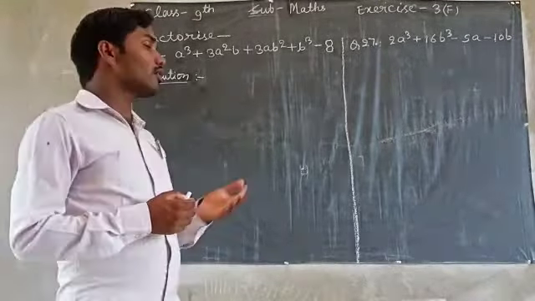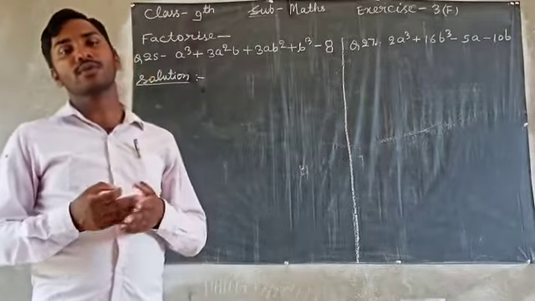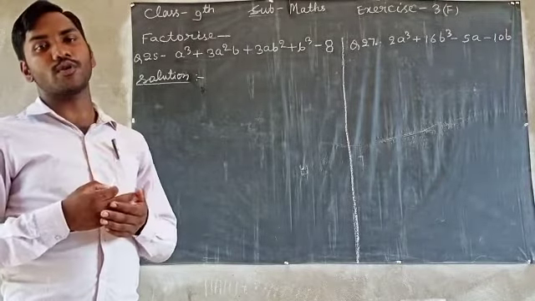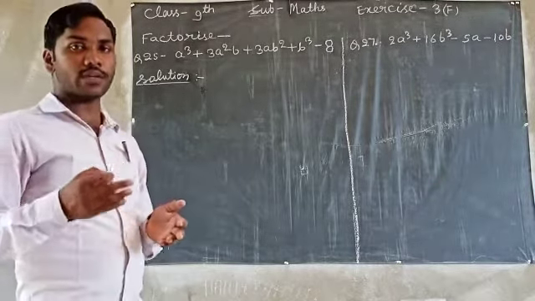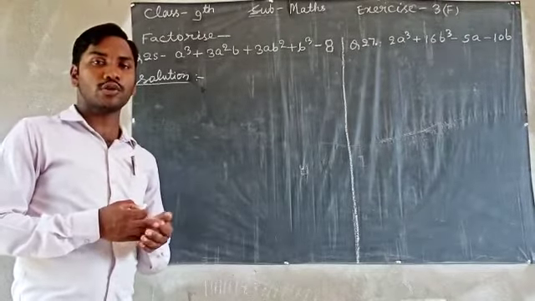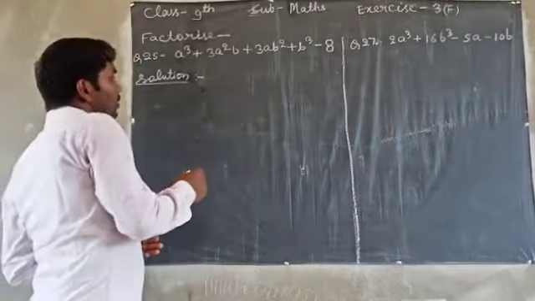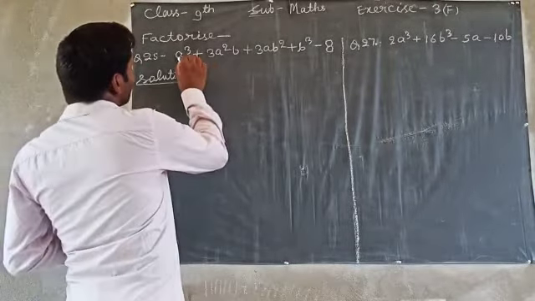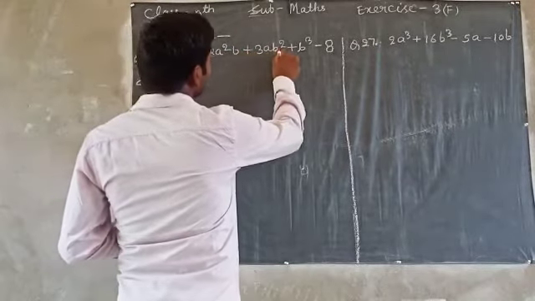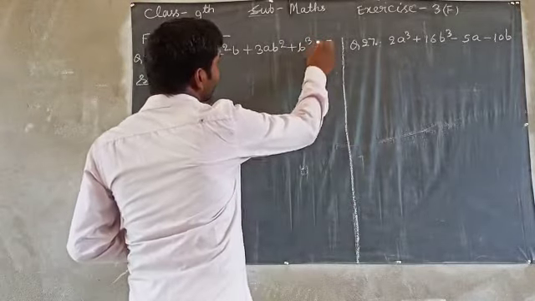So first of all, we will convert the question into the form of the sum of cubes or the difference of cubes, and after that we can solve the question. So let us solve the question. You can see here a cube plus 3a square b plus 3ab square plus b cube minus 8. This is the question.